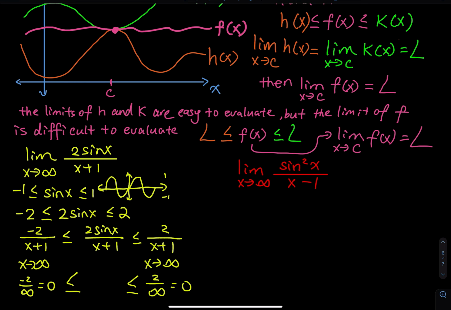Okay, so I start with sine of x, and then I draw this inequality. Sine is between -1 and 1, and then I build on top of that: multiply each side by 2, divide each side by x plus 1, and then I evaluate those two limits. Because when you do this, you can do a simple evaluation without the sine.